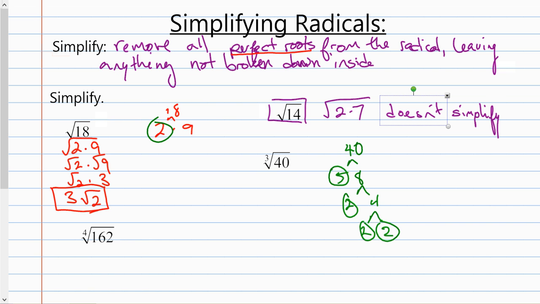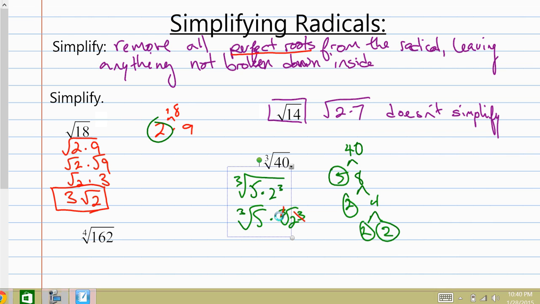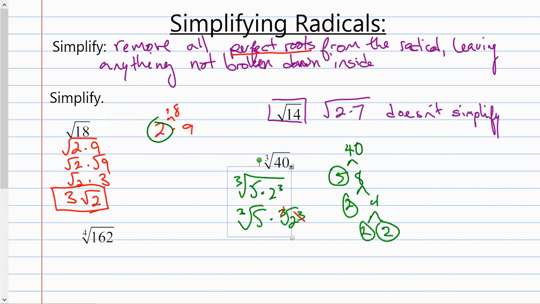So I could write this as the cube root of 5 times 2 cubed. So it's the cube root of 5 times the cube root of 2 cubed. And those 3's on the 2 will actually cancel each other out. That radical and that index cancel each other out. So I'm left with, I'm going to move the 2 to the front, and the cube root of 5. And that would be the answer for that problem.